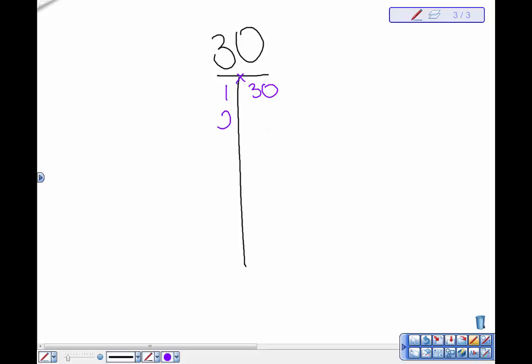Now let's take a look at 2. Well, 30 ends in an even number, so 30 must be even. It ends in a 0. 0 is an even number. So 30 divided by 2 gives me 15.